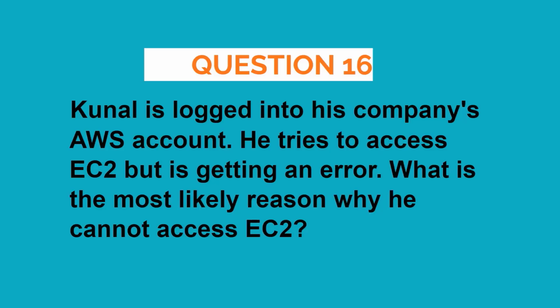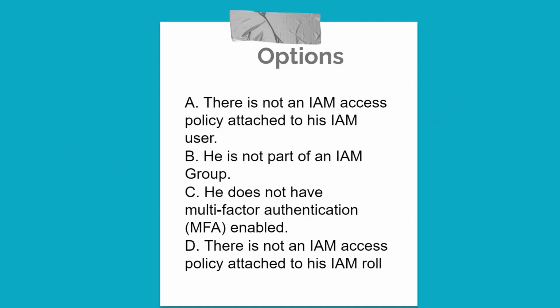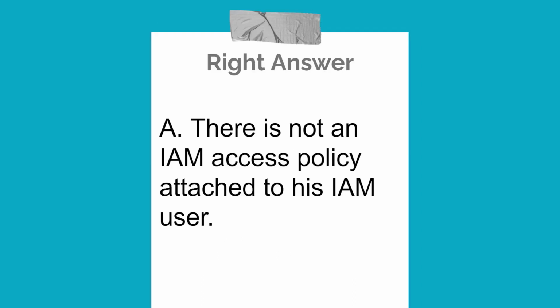Question 16. Kunal is logged into his company's AWS account. He tries to access EC2 but is getting an error. What is the most likely reason why he cannot access EC2? Option A. There is not an IAM access policy attached to his IAM user. B. He is not part of an IAM group. C. He does not have multi-factor authentication, MFA, enabled. D. There is not an IAM access policy attached to his IAM role. Right answer is A. There is not an IAM access policy attached to his IAM user.